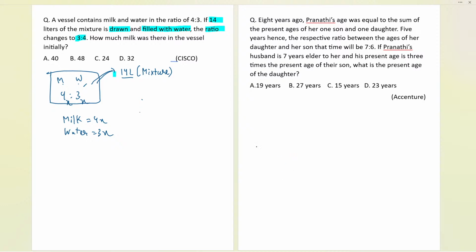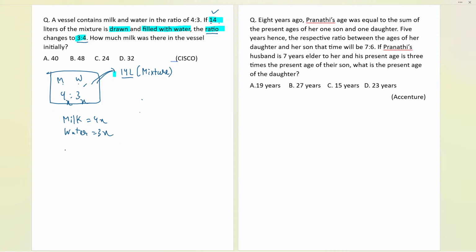Further now, the second condition was starting from here. Let us read it and try to form an equation, whatever we need. Now it says that 14 liters is drawn. Okay, I understand that 14 liters is drawn. Now, if I take out 14 liters, the ratio changes afterward, not right now, to 3:4. So we'll try to convert the ratio to 3:4.